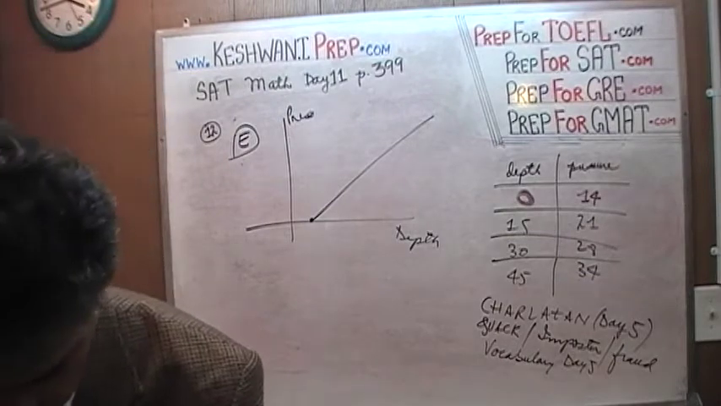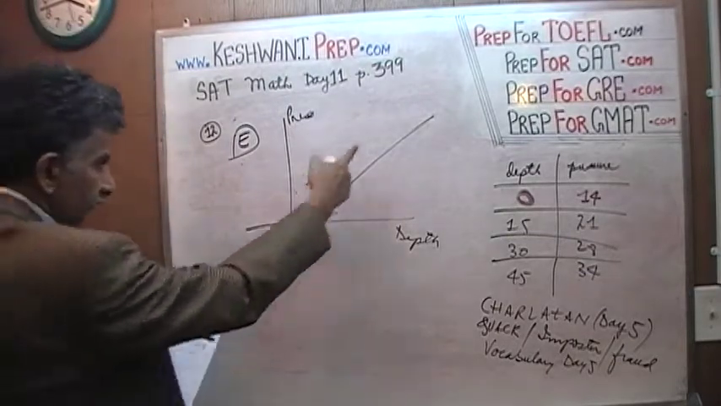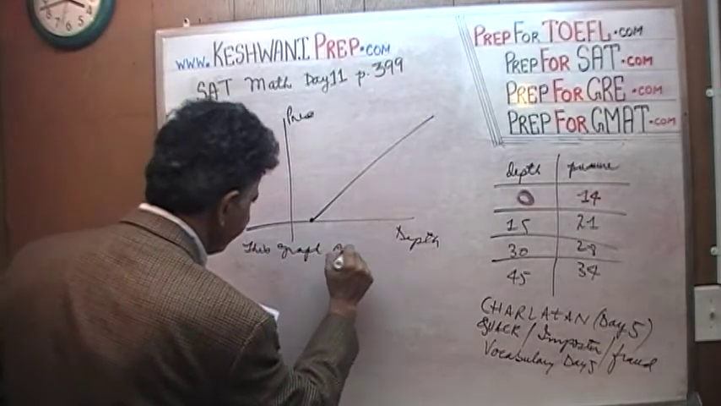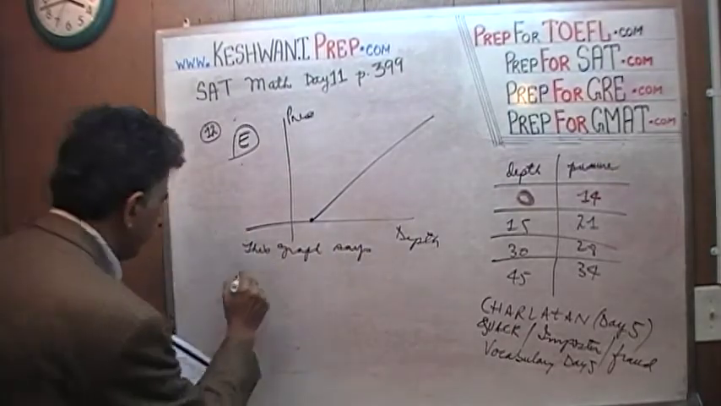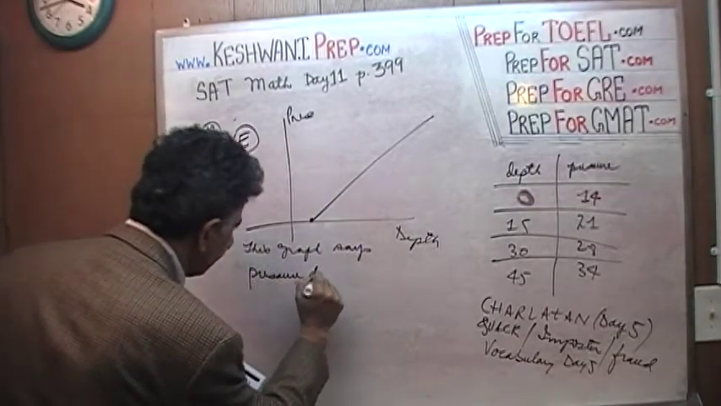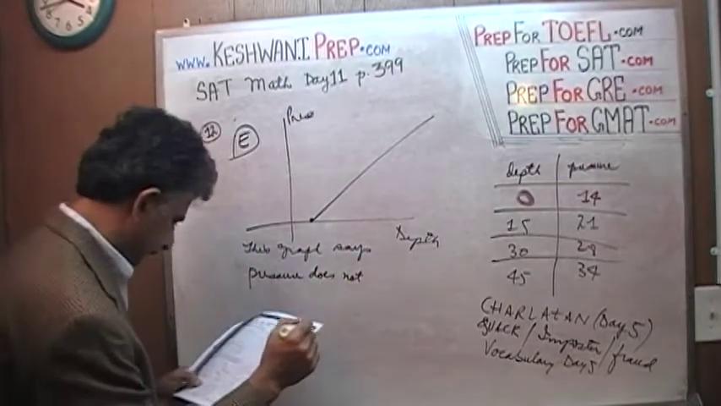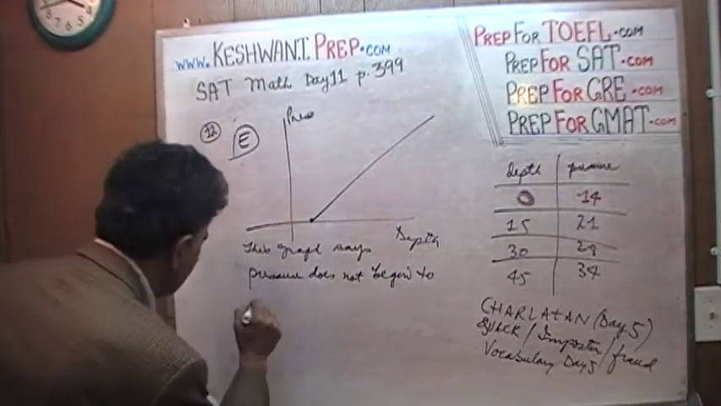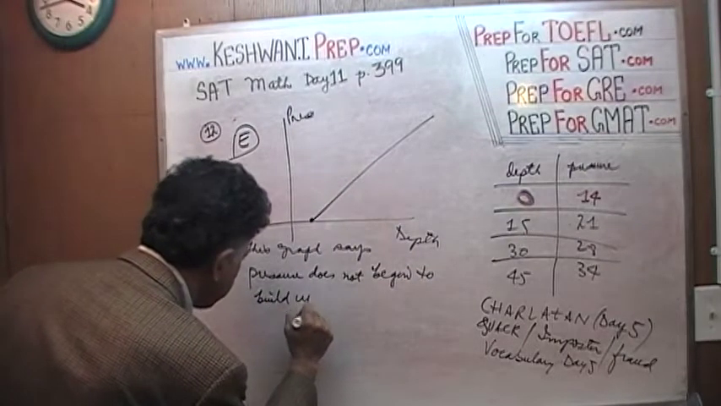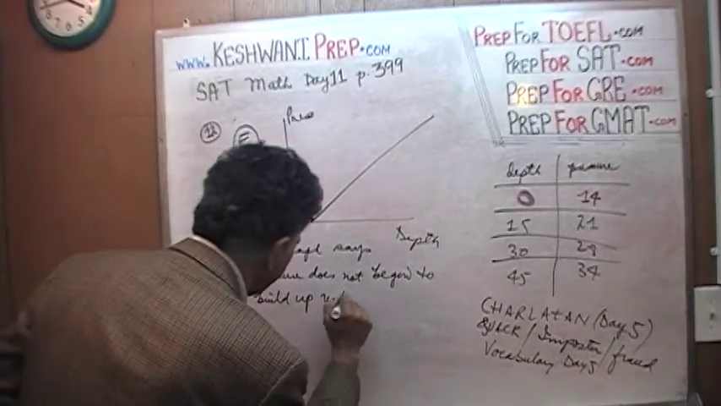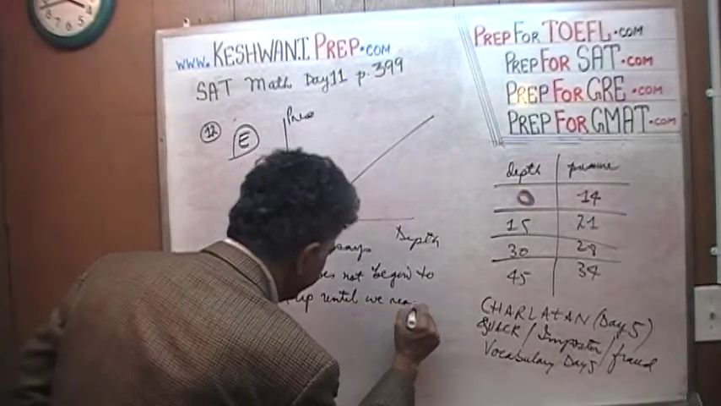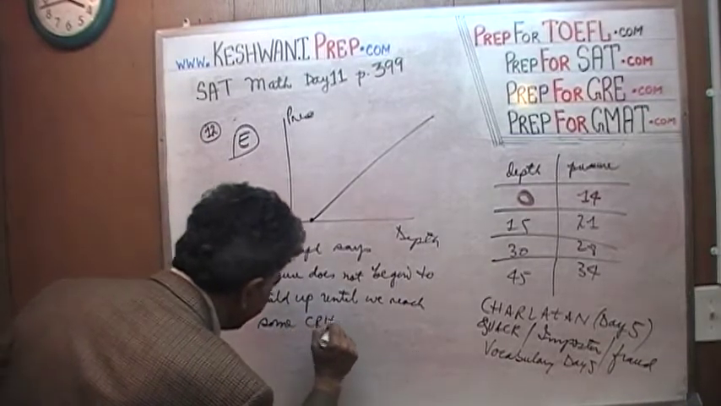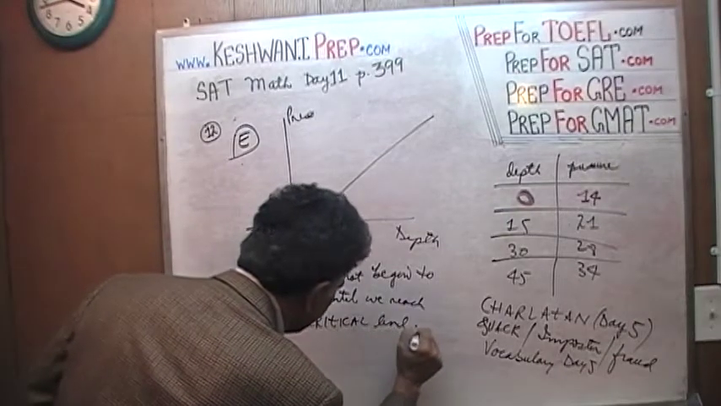What does this graph say? It says pressure does not begin to build up until we reach some critical level of depth.